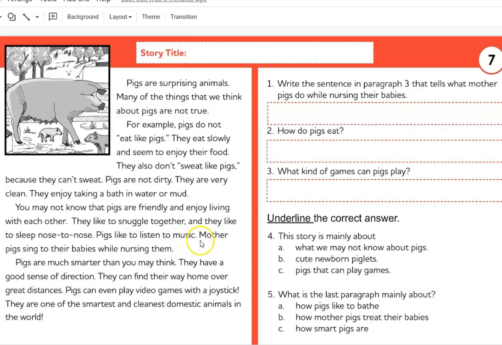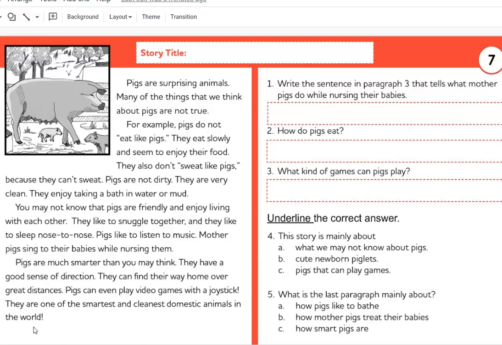Pigs like to listen to music. Mother pigs sing to their babies while nursing them. Pigs are much smarter than you may think. They have a good sense of direction. They can find their way home over great distances. Pigs can even play video games with a joystick. They are one of the smartest and cleanest domestic animals in the world.